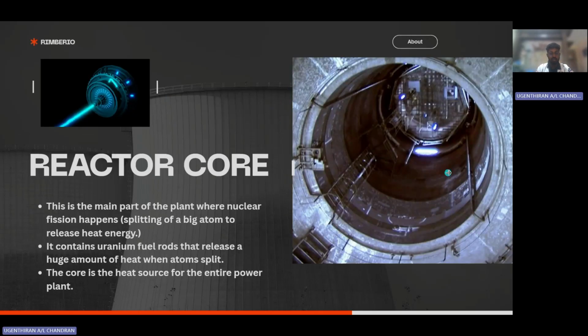Firstly, reactor core. The picture on the top right shows an example of a reactor core. This is the main part of the plant where nuclear fission happens. Nuclear fission means splitting a big atom to release heat energy. These contain uranium fuel rods that release a huge amount of heat when atoms split. The core is the heat source of the entire power plant.